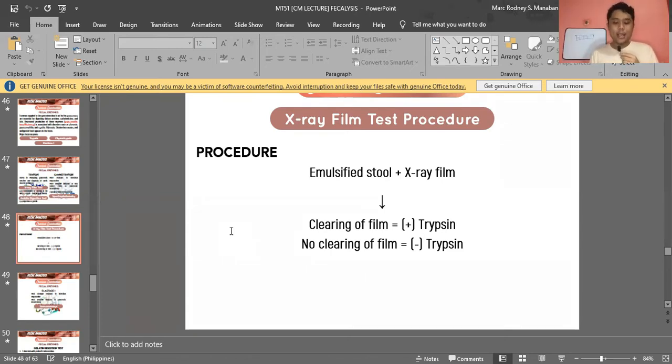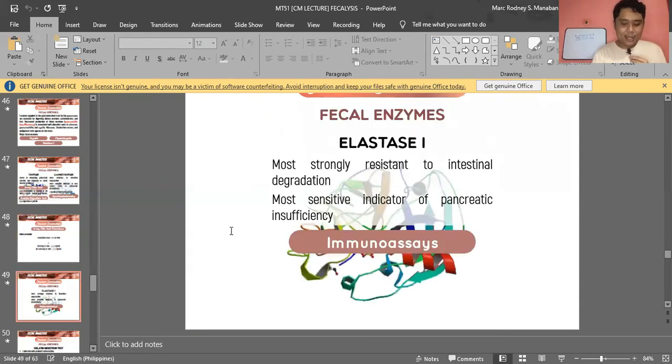So that's positive for trypsin. Normal lang iyang pancreas. Kung no clearing of the film, like okay ra ni, maintain ra yung color, walay clearing, that's negative for trypsin, so that's a problem with the pancreas. Okay? And the last enzyme is elastase 1.